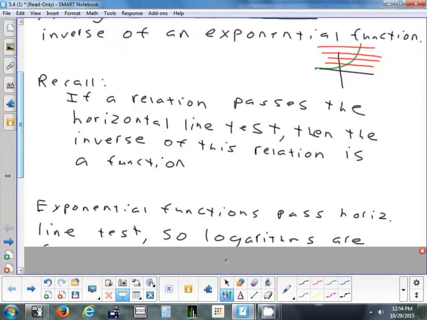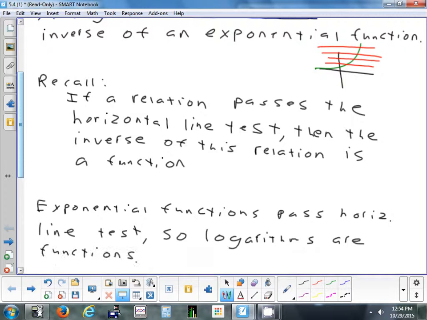So if exponential functions pass the horizontal line test, and those are the inverse of logs, what does that mean about logarithmic graphs? They're functions, yeah. If exponential functions are the inverse, and they pass the horizontal line test, then logarithms are functions, because logarithms are the inverse of exponentials. So when we graph it, a vertical line will only hit a logarithm one time. We'll look at some graphs in a little bit.